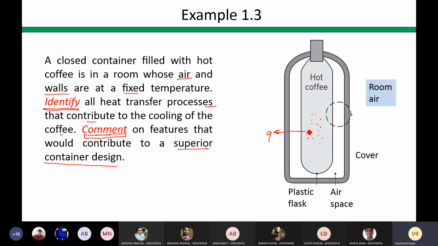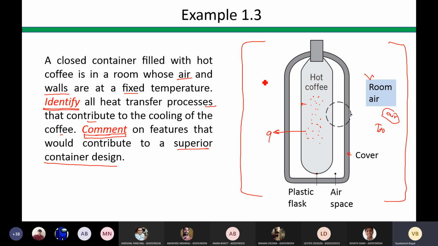Does it make sense? Have you understood what this problem is all about? So you have the flask. It's a plastic flask inside, and then there is an air gap, and after that there is a cover. You are storing the hot coffee here, and this is kept in still air or room air. There is a large room like this, right? This is air, and this is your room wall, which is at fixed temperature. These temperatures are fixed. Under steady state, how will the heat transfer take place, we are talking about.